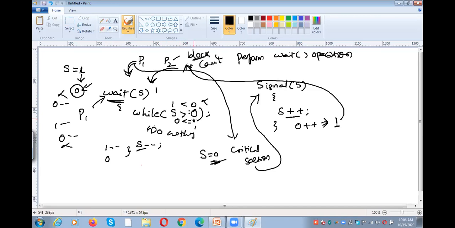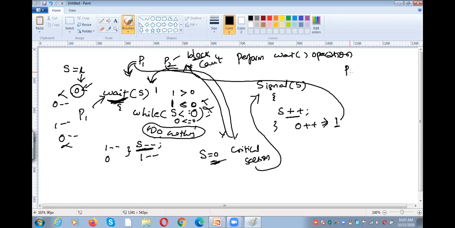So 1 is greater than 0. Now 1 is greater than 0, right? So whenever it is greater than 0, what can we do? We can decrement, right? If it is less than or equal to 0, do nothing. But here, what is the value of semaphore? It is 1. Is 1 less than 0? No, 1 is greater than 0. So the condition fails. Whenever the condition fails, we move to this statement. So S minus minus, 1 minus minus. So P2 is able to perform the wait operation, so P2 is allowed to enter into the critical section.